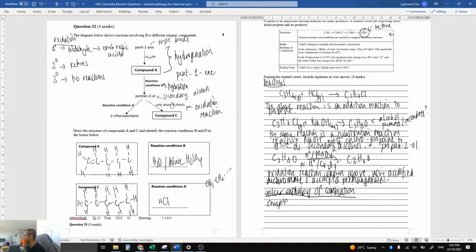Complete combustion is when there is a sufficient amount of oxygen in the reaction. So in this particular case, we form two products only. We form our water and we form our carbon dioxide. Those are your stock standard products that you form.